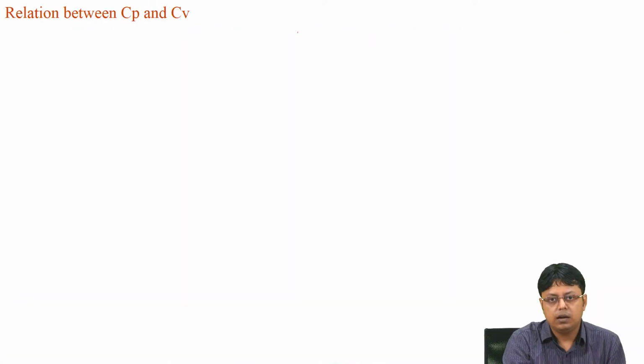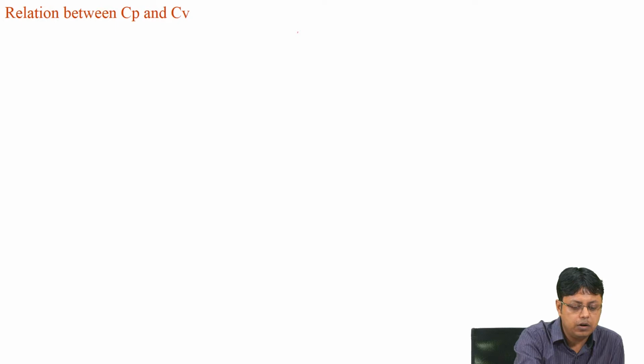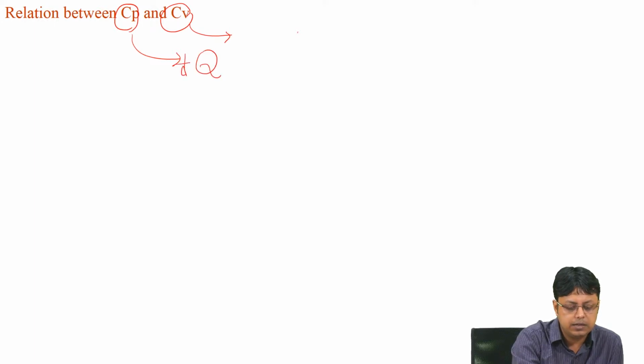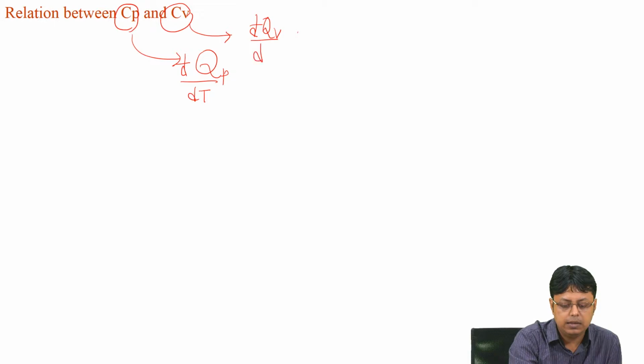Let us now find a relationship between Cp and Cv. Cp is heat capacity at constant pressure and Cv is heat capacity at constant volume. Now, in order to find the relation, we have to write either Cp or Cv in terms of associated heat change divided by the temperature. For Cp it is đq_P by dT. For Cv it is đq_V by dT.